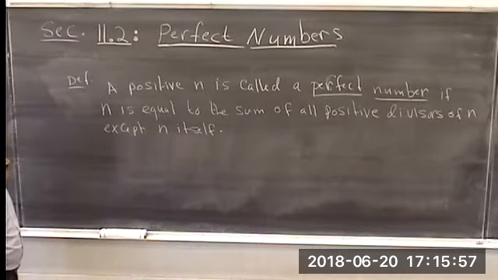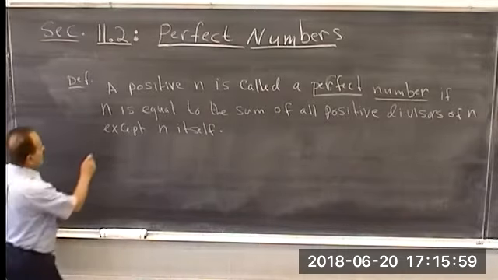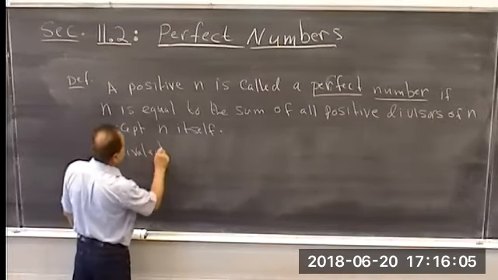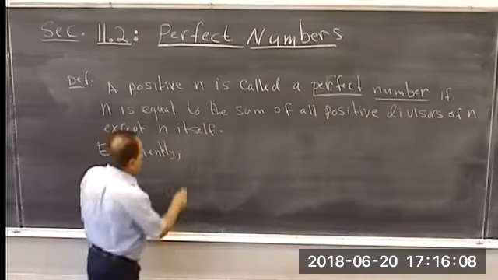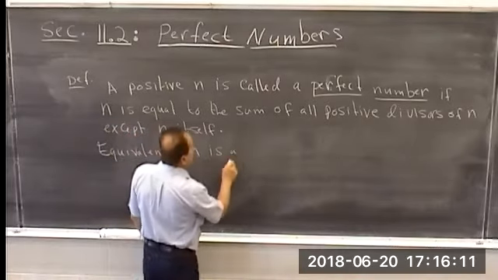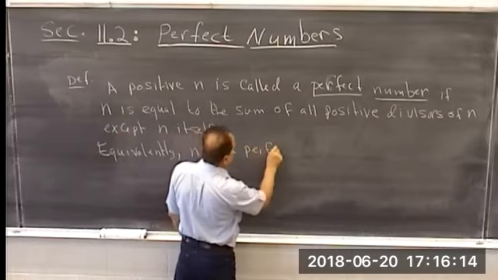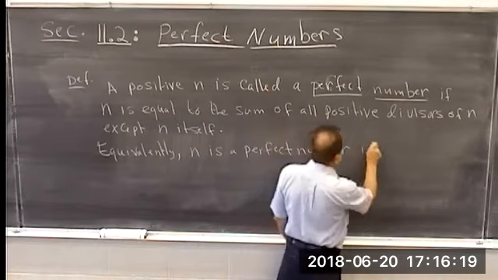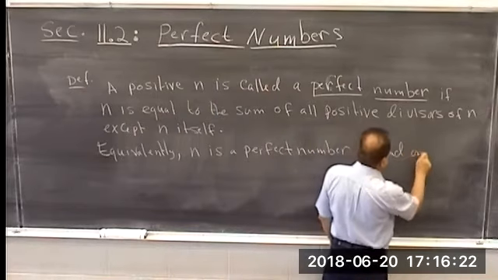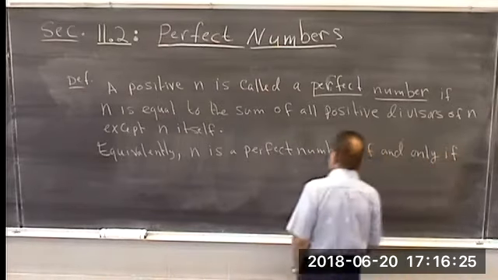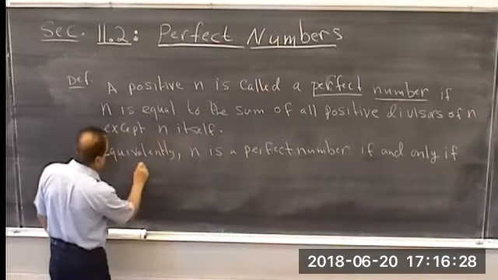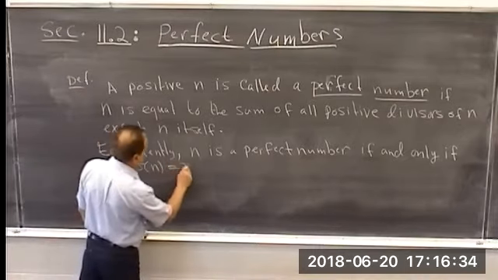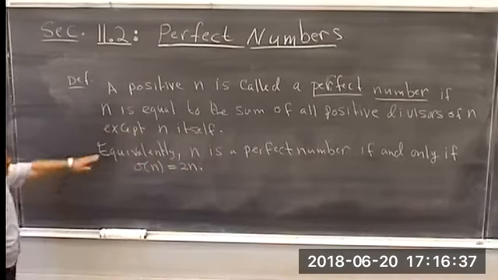Actually, for convenience, we can state this equivalently: n is a perfect number if and only if sigma of n, remember sigma of n is the sum of all positive divisors of n, is twice n, because we are counting n in this case.